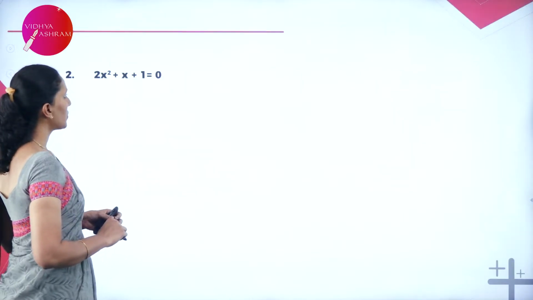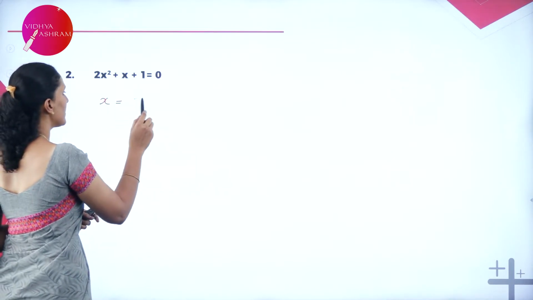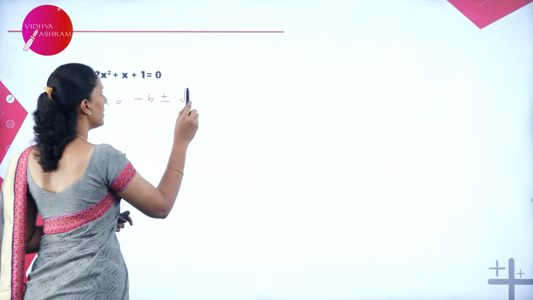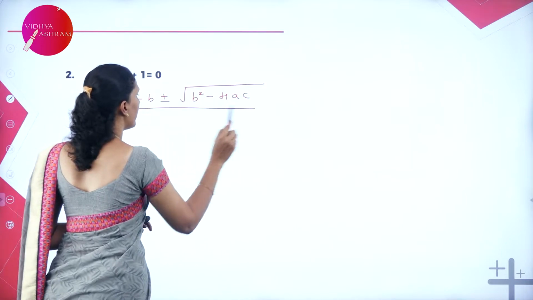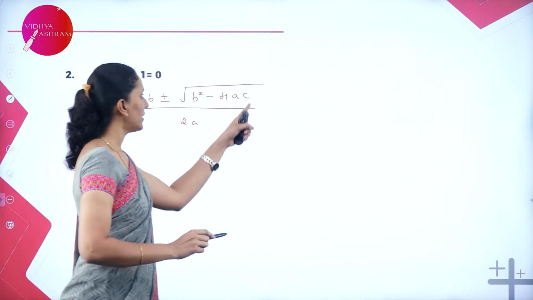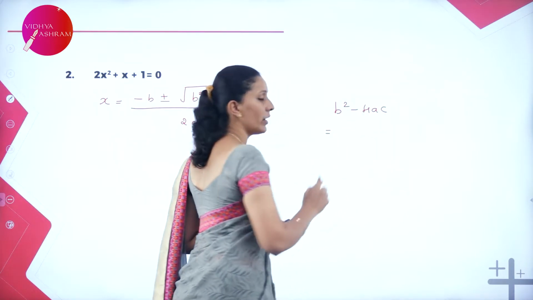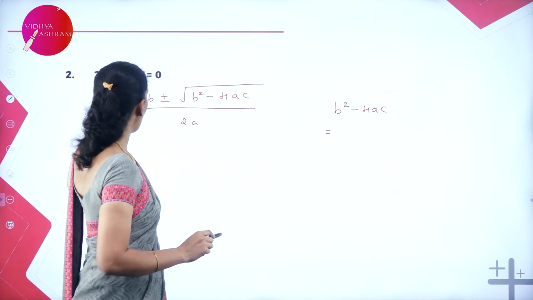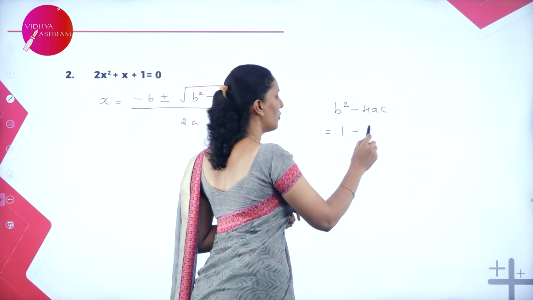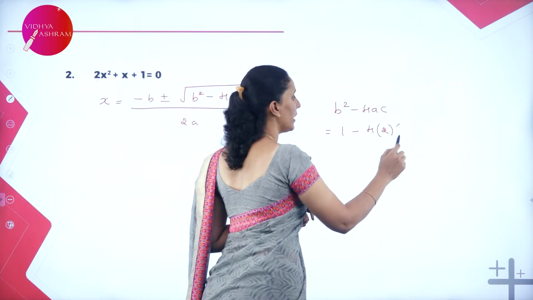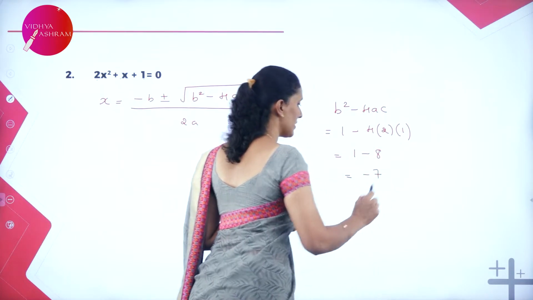Next, 2x square plus x plus 1 is equal to 0. Let's write the formula. x is equal to minus b plus or minus square root of b square minus 4ac divided by 2a. First, let us solve the discriminant separately. b square minus 4ac. So what is b square here? Value of b is 1, value of a is 2, value of c is 1. So we have 1 minus 4 into 2 into 1. We'll get it as 1 minus 8, which is equal to minus 7.